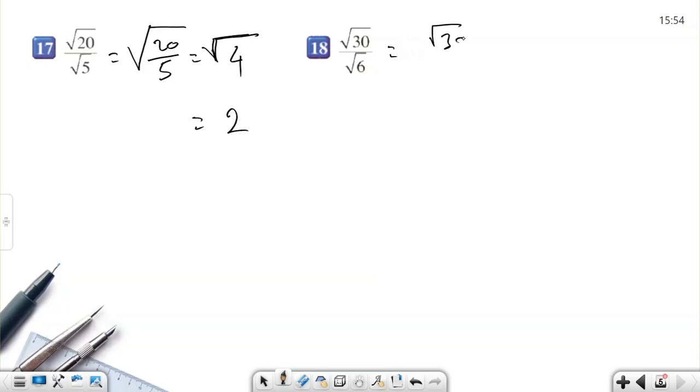And square root of 30, it's already separated, so I can simplify 30 and 6. Square root of 30 divided by square root of 6. What is 30 divided by 6? 5, so square root of 5. 5 is not a perfect square, so square root of 5 is the answer. That's our number here.